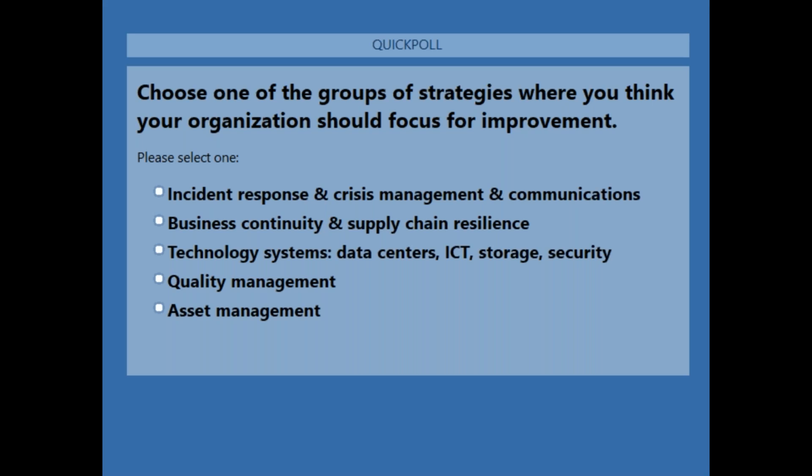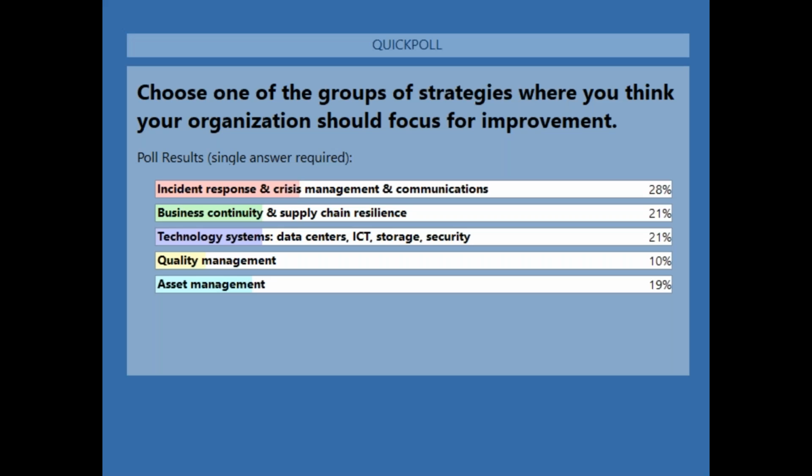So while I'm seeing that quality management has the lowest score right now, I believe if you worked in maybe a less office type environment, you would see quality management being a big driver for a lot of organizations. So go ahead. Our results, we really are pretty evenly between incident response and crisis management. I would bet that you're probably seeing some ways that your organization can improve.